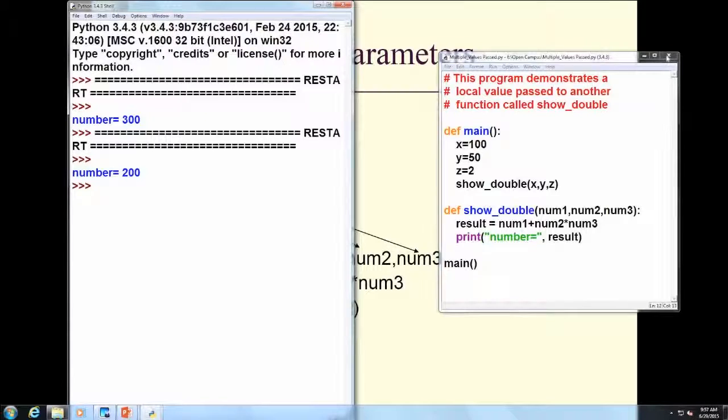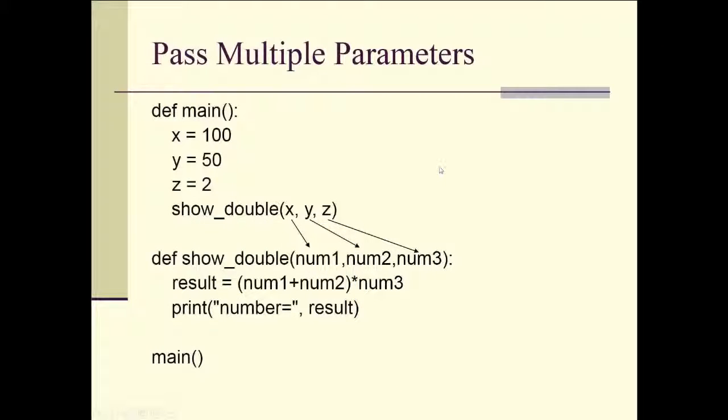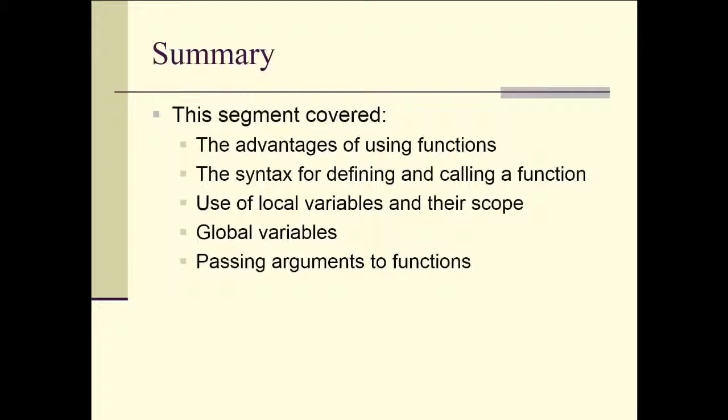Okay, so it gives you an idea of what functions are. And so now we've covered the advantages of using functions, what a function is. We've talked about the syntax for defining and calling a function. We've used local variables and their scope, in other words, how far can they be read. We've talked about global variables, and we've talked about passing arguments from one function to the next. Hopefully this will help you modularize your next program.